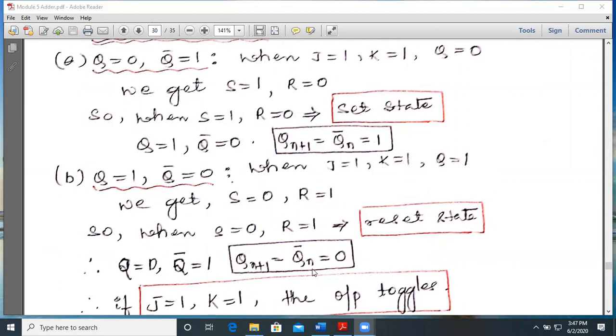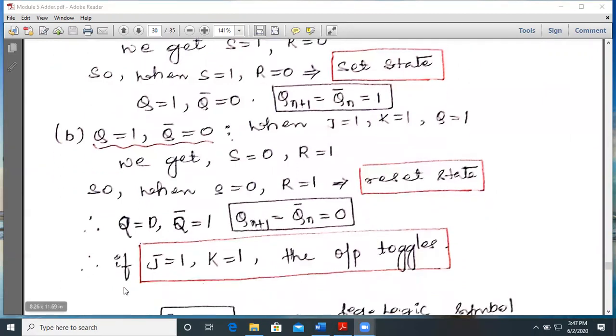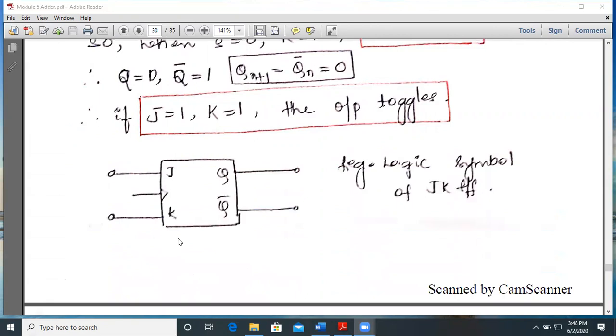now what we get is the reset state. That is, we get S as 0 and R equal to 1. We are getting the reset state. That is, Qn plus 1, which is nothing but the present state, is equal to the complement of the previous state. So Qn plus 1 is 0. So thereby, if J is equal to 1 and K is equal to 1, we say that the output toggles.